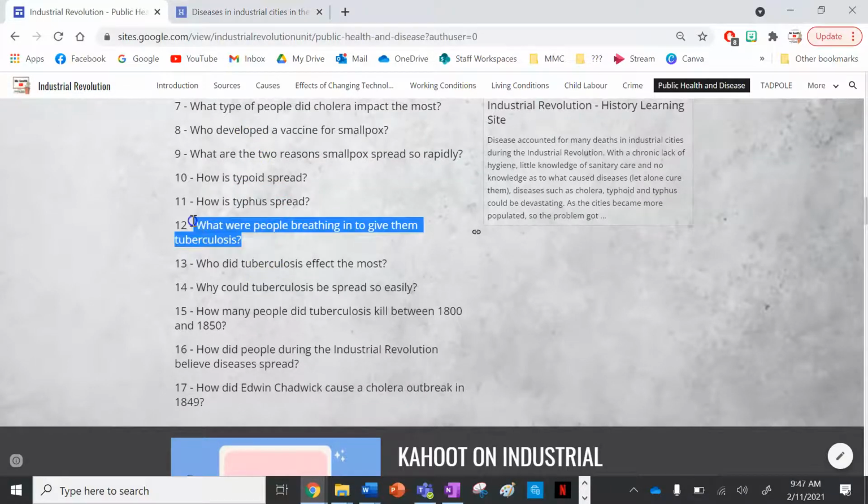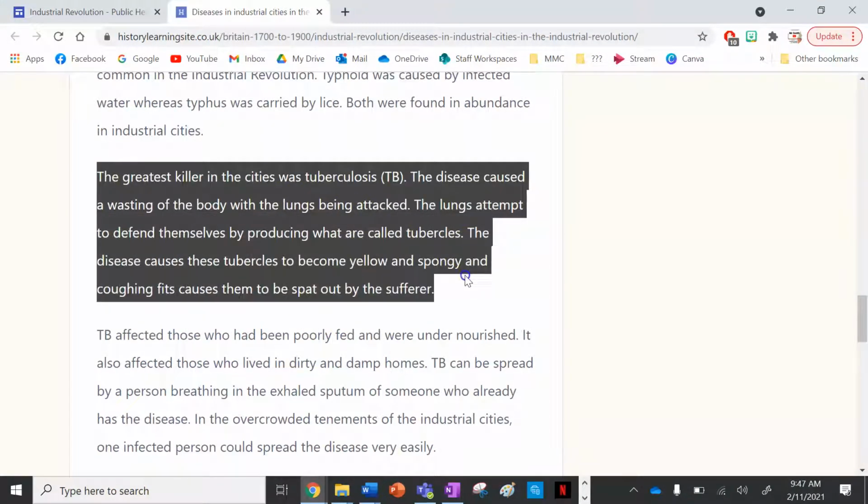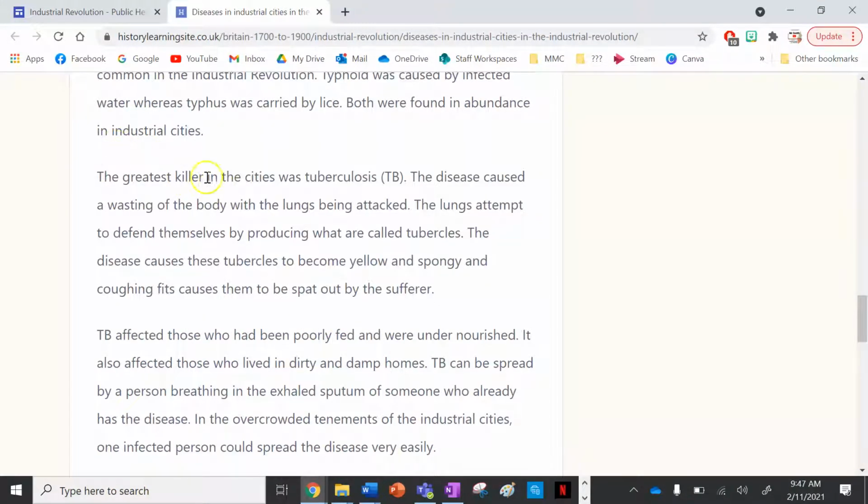Number 12, what were people breathing in to give them tuberculosis? So we go down here. I'll read this paragraph here. The greatest killer in the cities was tuberculosis. The disease caused a wasting of the body with the lungs being attacked. The lungs attempted to defend themselves by producing what are called tubercles. The disease caused these tubercles to become yellow and spongy, and coughing fits caused them to be spat out by the sufferer.